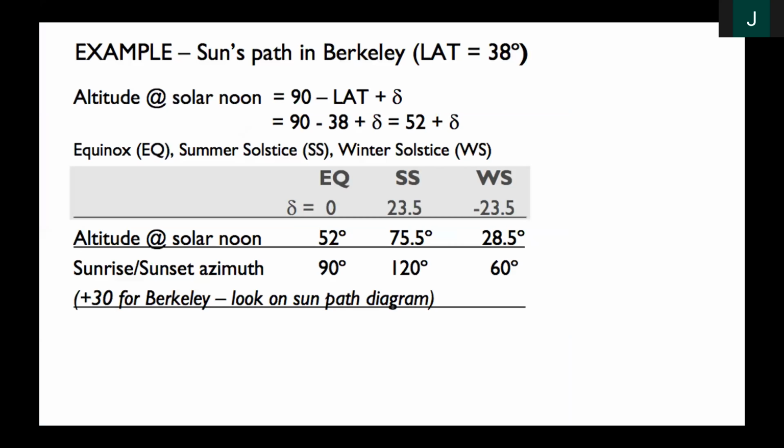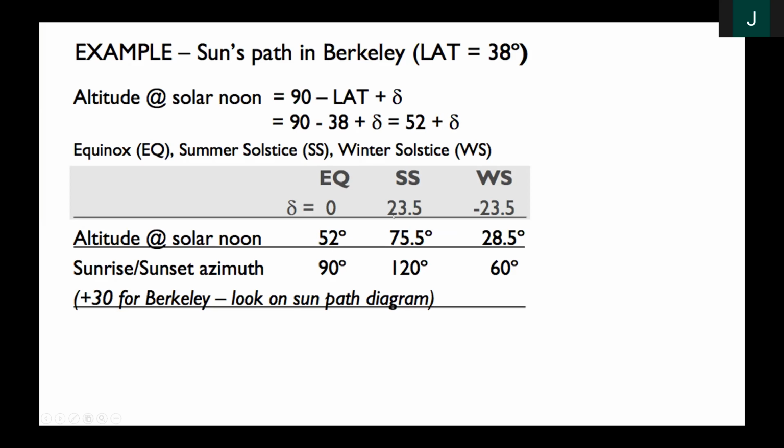So, for example, the sun's path in Berkeley, where the latitude is 38 degrees. Altitude at solar noon is always, everywhere on Earth, equal to this formula: 90 minus latitude plus declination. So let's say we want to find out, on the equinox, when the declination is 0, what is the altitude at solar noon. Well, it's going to be 90 minus 38 plus 0. What do we end up with? 52.